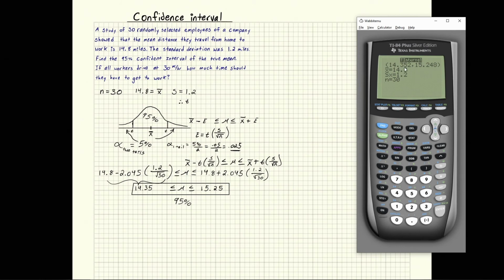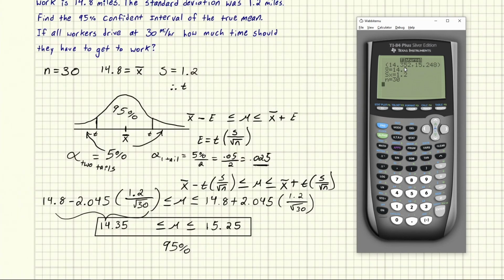And then finally, there's a way to do this with Excel. What Excel does is it gives you E, the error. So we still have to do the adding and subtracting of the error to the mean ourselves. So we're going to use Excel to get these values, and then we're going to use the mean to find the lower and the upper.